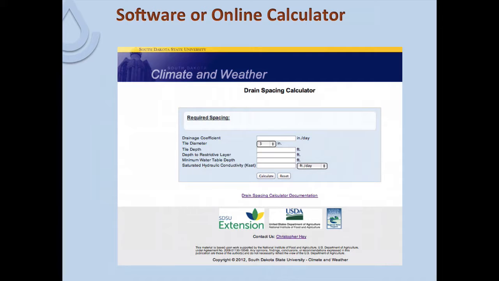However, some states don't have a drainage guide that's available, or if they do have a drainage guide, that drainage guide may not be maintained or may be out of date. And so one of the things we've developed here at SDSU is an online drain spacing calculator, where by entering the desired drainage coefficient and some soil and system properties, you can calculate the recommended drain spacing. It's also a way that, if you want to look at drain depth and spacing combinations different than what are in those drainage guides, you can play around with a variety of different depth, spacing, and drainage coefficient combinations.